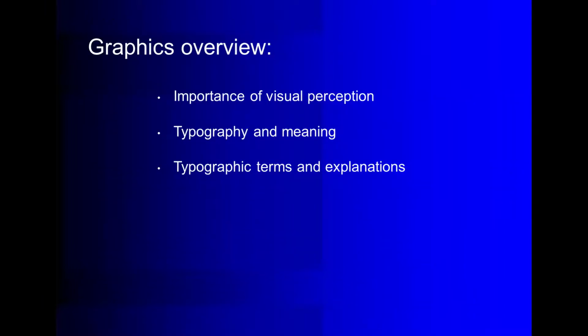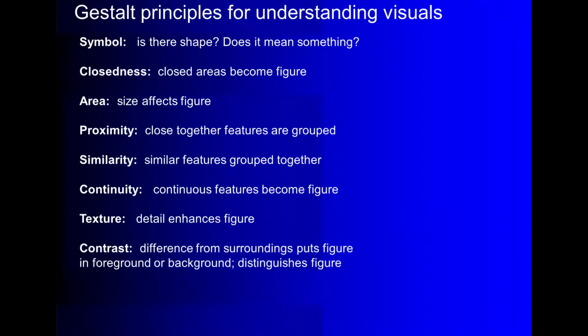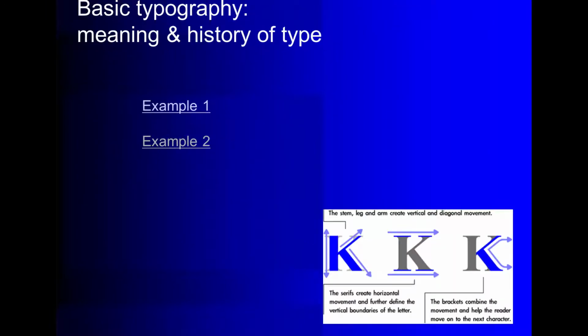Okay. So again, what are we going to go over tonight more specifically? Well, we're going to talk about the importance of visual perception. We're going to talk about typography and history a little bit. And then we're going to talk about, as I said, we're going to just go over briefly the typographic terms and explanations that I have out on the website. Okay, so basic typography. You probably know a little bit about typography. You use Word or you use a desktop publishing system or something like that, and you might actually know already some things about typography.